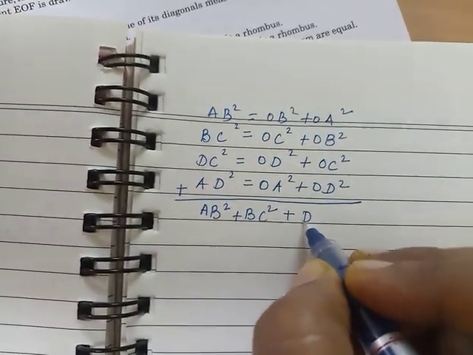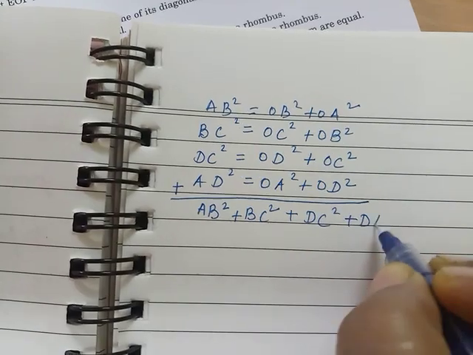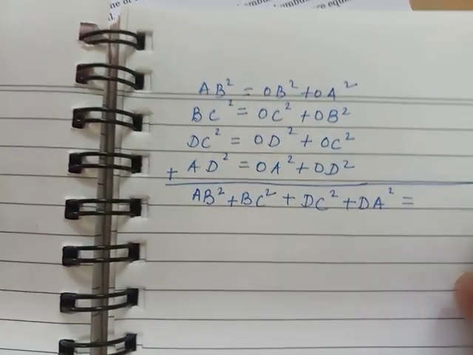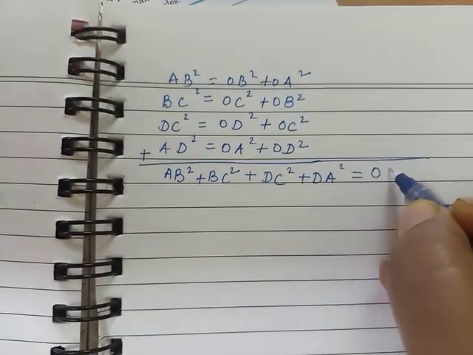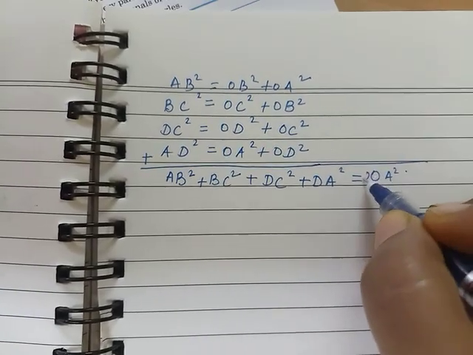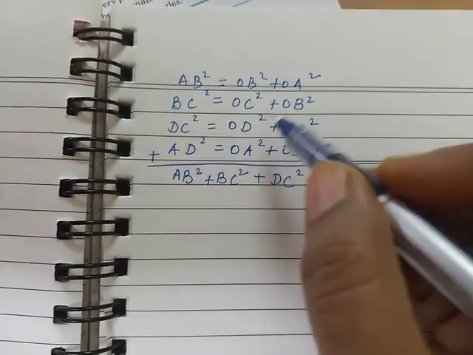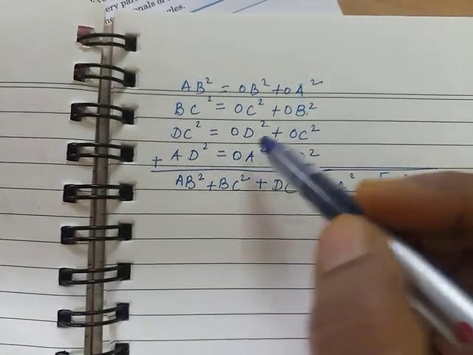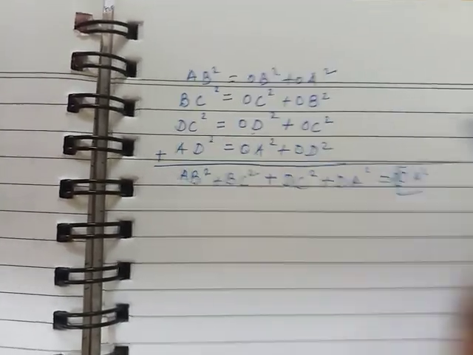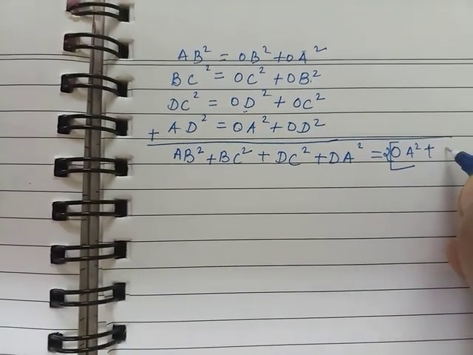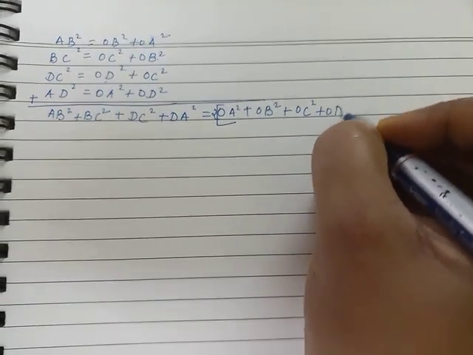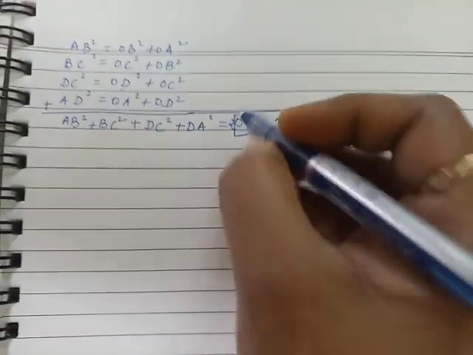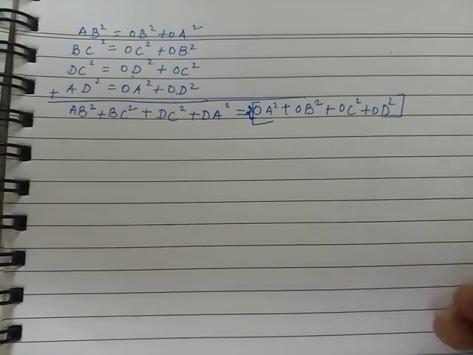Plus DC square plus DA square is equal to OA 2 OA square, 2 OB, 2 OC and 2 OD. 2 is common with all. So I write 2 times OA square plus OB square plus OC square plus OD square. 2 is common with all, so I have written 2 outside the bracket.